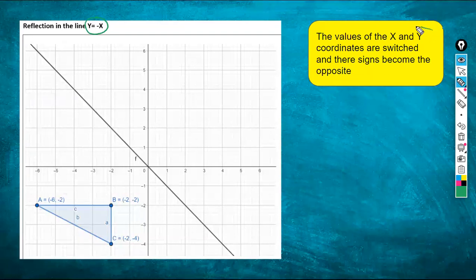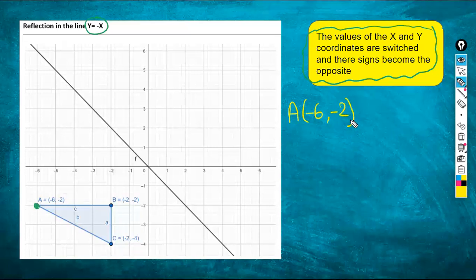Now, if someone were to ask you to reflect something in the line y equals minus x, look at the instructions. The values of x and y coordinates are switched. And you're not only switching them, but the signs become the opposite. So let me show you that with an example. Right now, point A, look at point A. Point A is quite down here. Let me write it. Point A is (-6, -2).